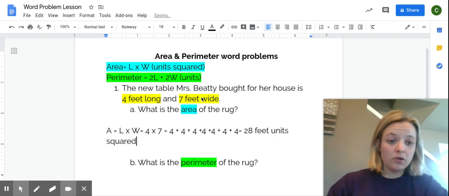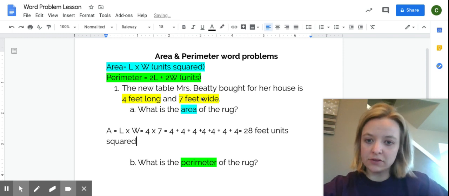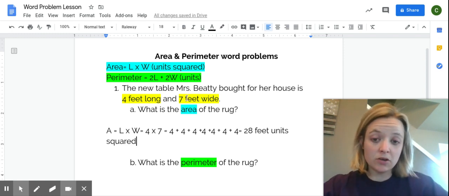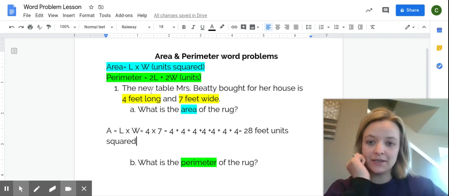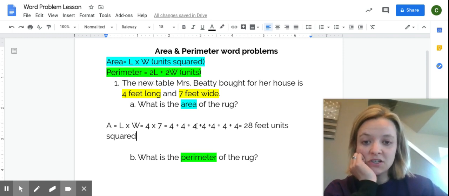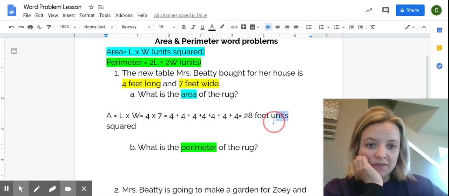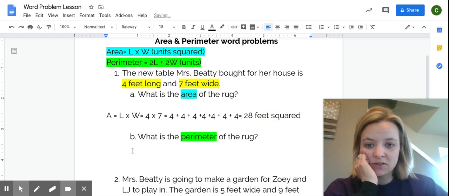If you know your math facts and you already know 4 times 7, then you can just write, I know my math facts. But if you don't know your math facts, repeated addition is a great way. So I know my area is 28 feet, and I don't need my units because I've already given my units, which is feet. So it's 28 feet squared.